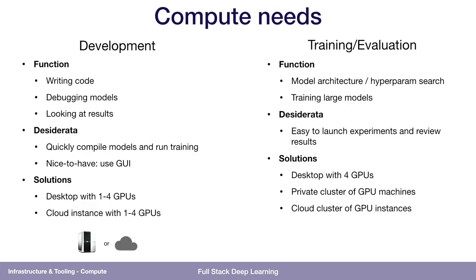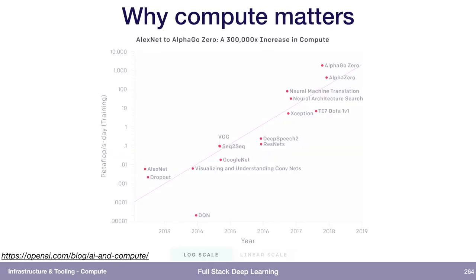But if you need more than that, then you have a choice between a private cluster of machines that you buy or build, or a cloud configuration of multiple GPU-enabled machines.